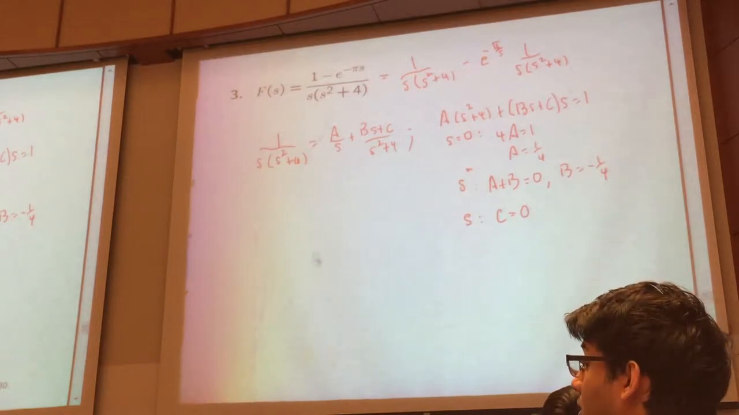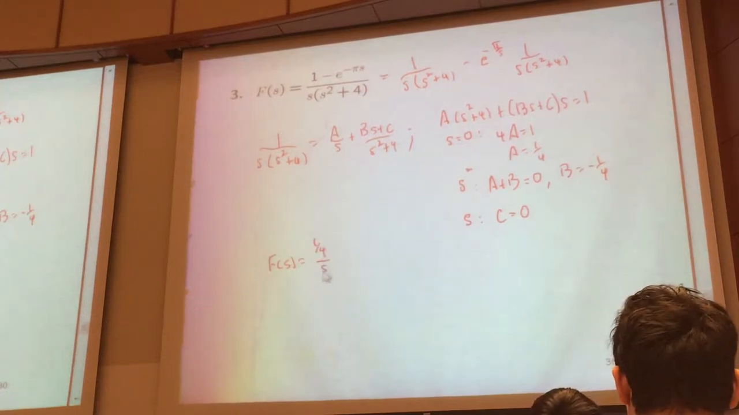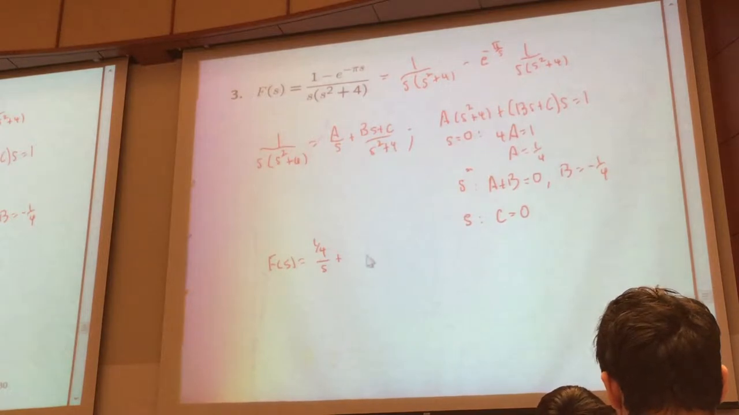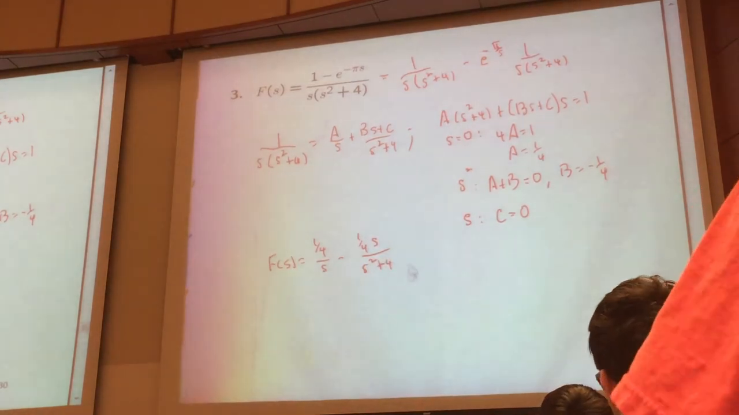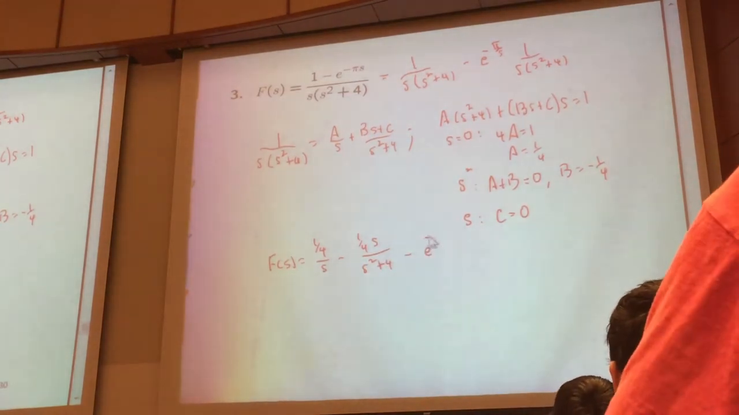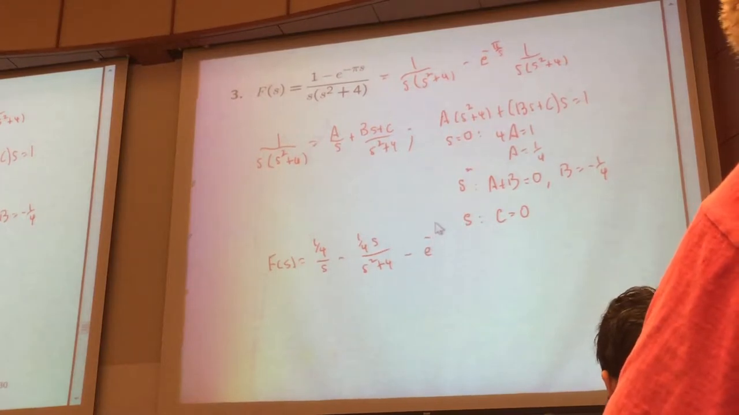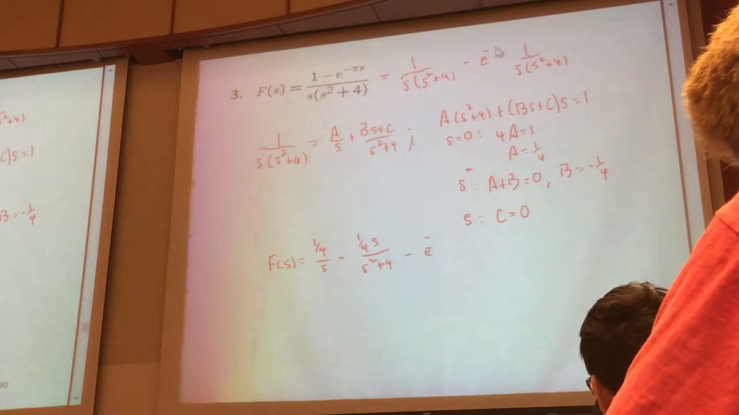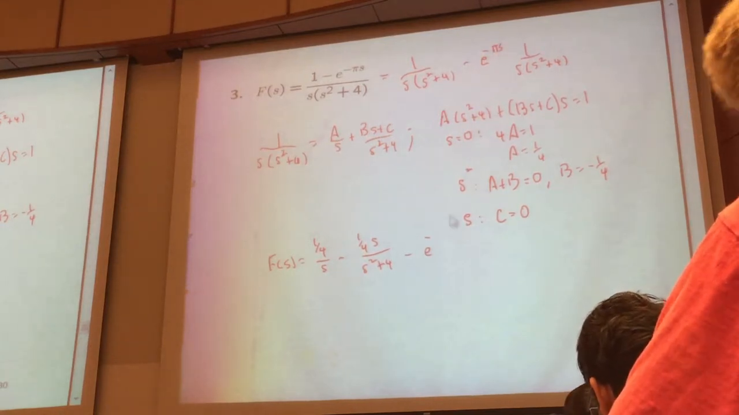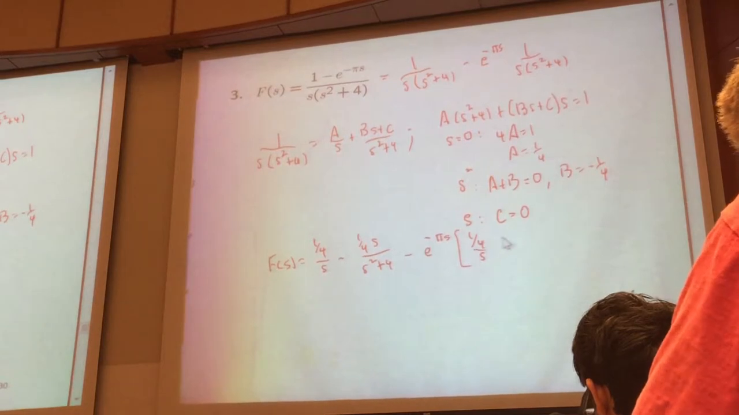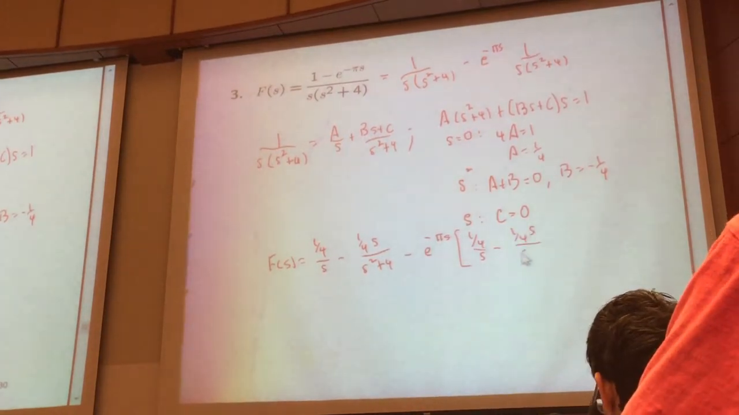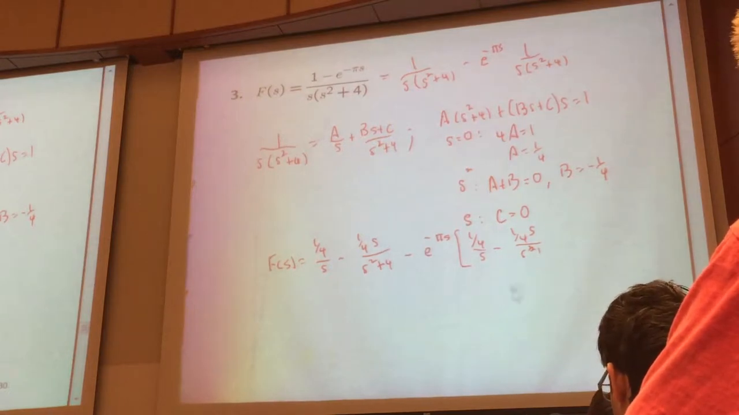So this breaks up into f of s is 1/4 over s minus 1/4 s over s squared plus 4 minus e to the minus pi s. Why did I do it like that? e to the minus pi s times, well, I've already done the partial fraction, 1 over s minus 1/4 s over s squared plus 4.